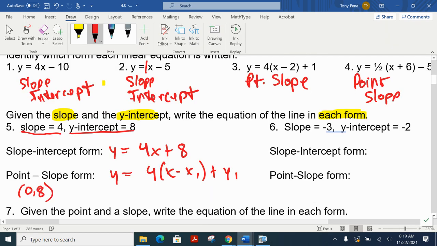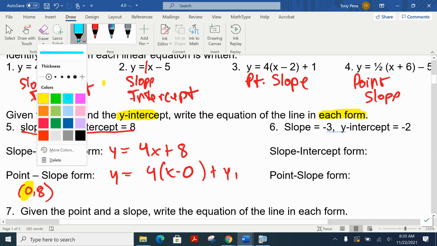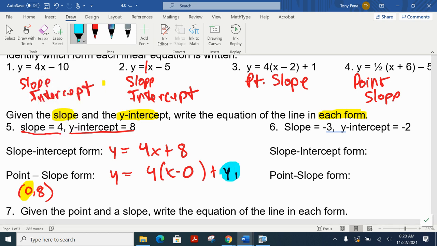So the point that we know and the one that you are looking at on our paper, that point is 0, 8. So what that now means is, notice this little x sub 1. What I'm going to replace right here is the x-coordinate of the point that we know. And in this case, that's a 0. So I'm going to have x minus a 0. And then you see your y sub 1. That just means the y-coordinate in the point that we know. The y-coordinate in the point we know is that 8. So I'm going to erase that, and I'm going to slot in an 8. That's what that looks like in point-slope form.